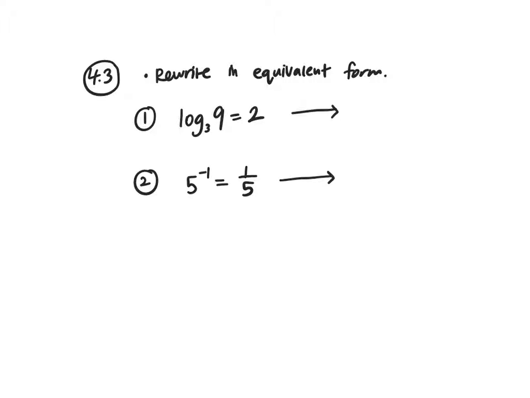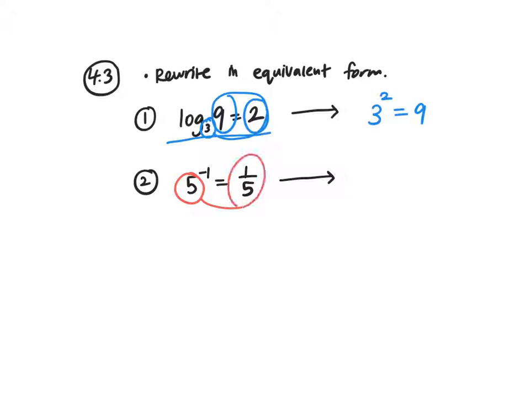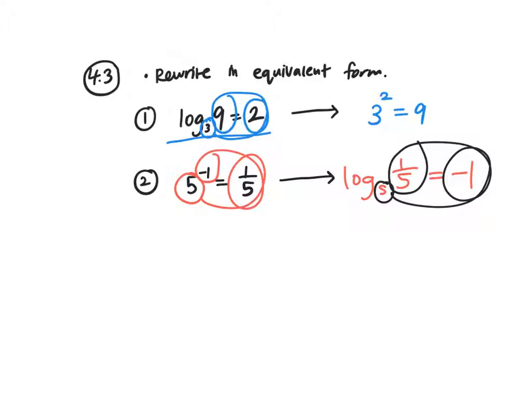For 4.3, you need to rewrite in equivalent form. So given a log, you can rewrite this in exponential form by doing this, right? 3 squared is 9, so 3 to the power of 2 is 9. Rewriting the exponential form in logarithmic form would be log base 5 of 1/5 is negative 1. Remember, you can check your answer by going backwards. 5 to the negative 1 is 1/5.